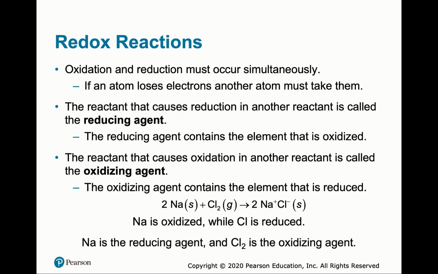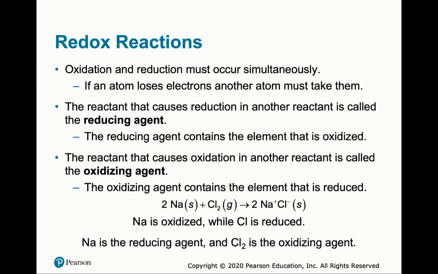I know students have a hard time with this. The reactant that causes reduction is called the reducing agent. It's actually the one that's oxidized. And the reactant that causes oxidation is the oxidizing agent, but it does that by being reduced. So oxygen is a great oxidizer. Oxygen is always being reduced. So how is it the oxidizing agent?